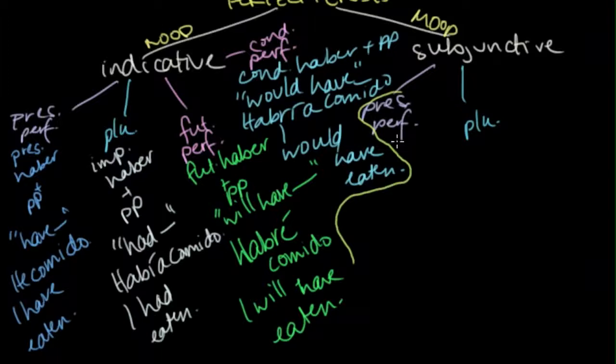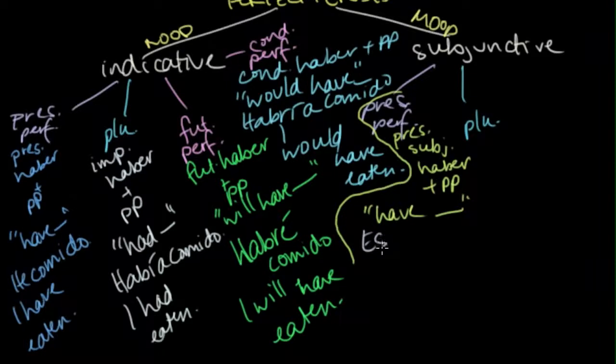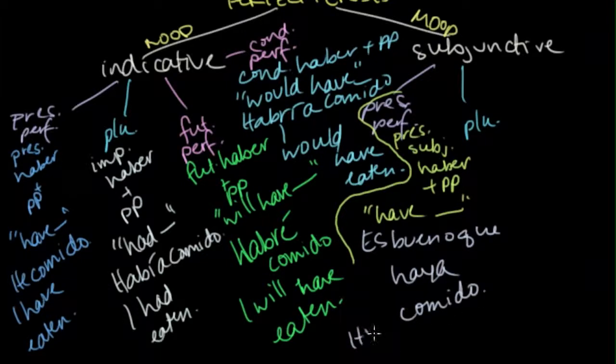So, it is formed with the present subjunctive of haber plus our past participle, and I'm going to modify the sentence slightly so that we can use the subjunctive with it. So we're going to say, es bueno que haya comido, which means it's good that I have eaten.